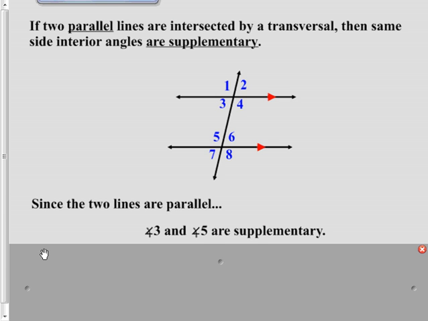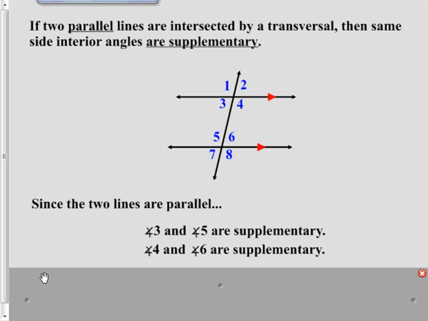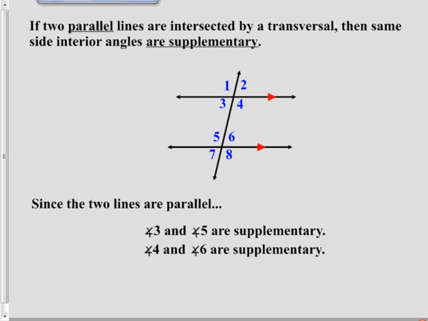Any other sets of same side interior angles? Yes, there are. How about angle 4 and angle 6? Since they are same side interior angles and the lines are parallel, we have angle 4 and angle 6 being supplementary. Any other sets of consecutive interior angles? No, that was the only two sets in this diagram, and there's your rule for same side interior.